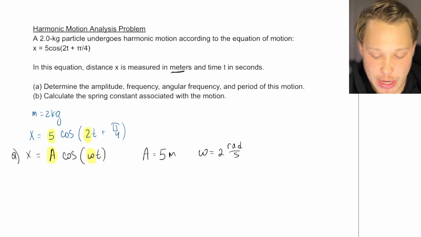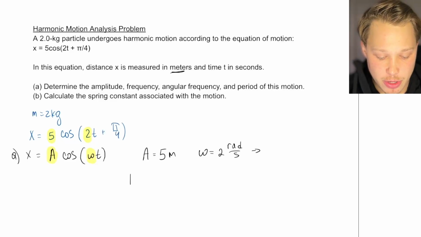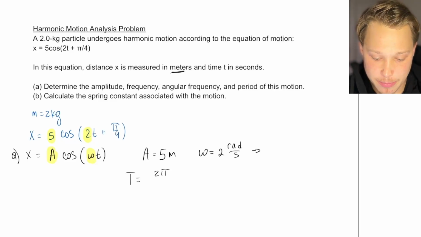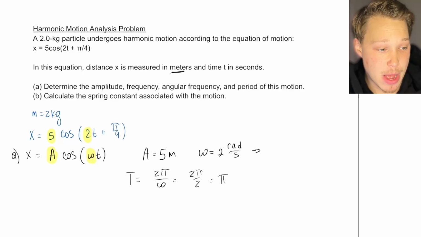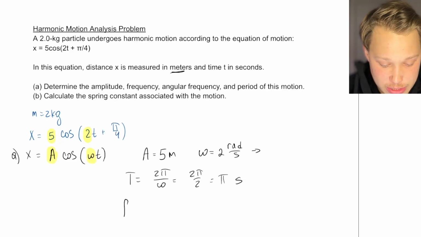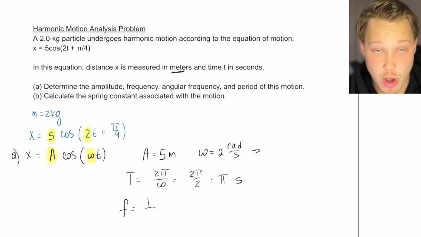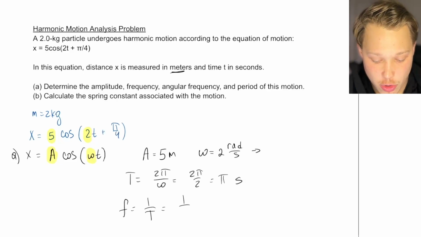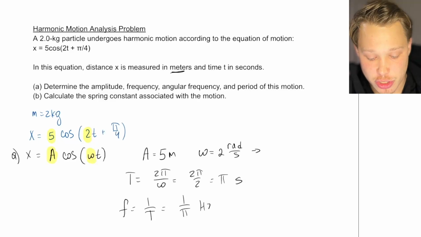Just like before, I can calculate period from the angular frequency. So 2 pi over omega, or 2 pi over 2, gives me the period of pi seconds. Fantastic. And I can find the frequency. Frequency is given as 1 over period, which is 1 over pi, and it's given in the units of hertz.